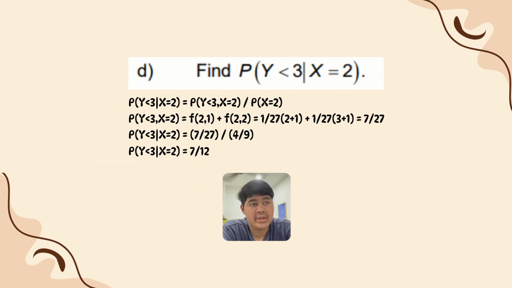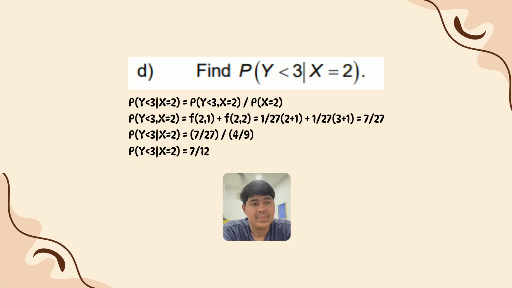Question D, find P(Y < 3 | X = 2). For this question, we have to equate that to P(Y < 3, X = 2) divided by P(X = 2). For me, I like to solve the top part of the fraction first, which is P(Y < 3, X = 2). When y is less than 3, it means that only y equals 1 and y equals 2 are included. So for that, I wrote it as f21 plus f22, and the answer would be 7 over 27.